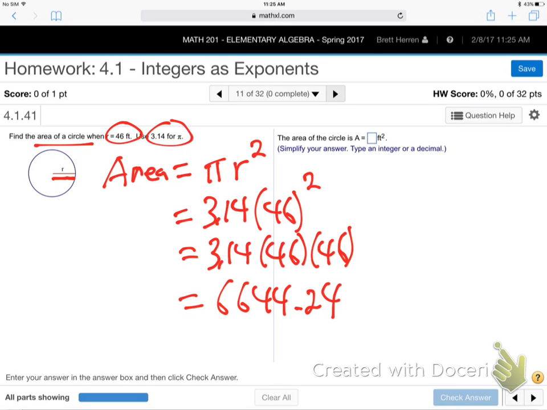6644.24. Anybody else getting that? Yeah. All right, good. And how far do they want me to round? Type an integer or a decimal. Yeah, I guess they just want that straight decimal, just like that. Is that good on that?